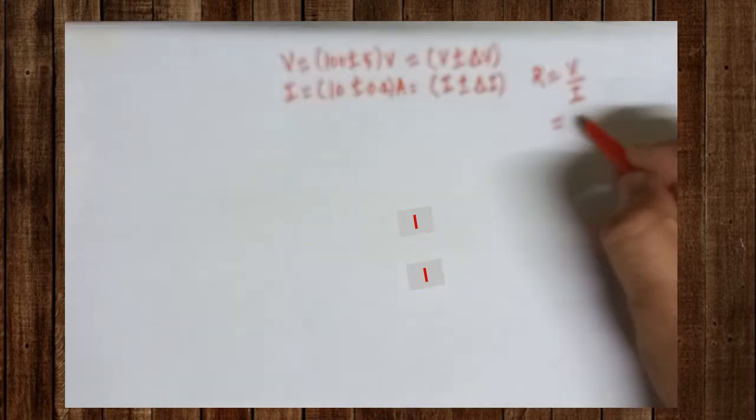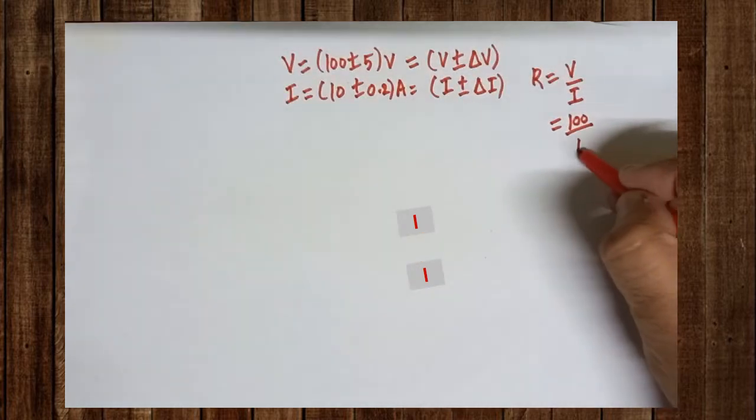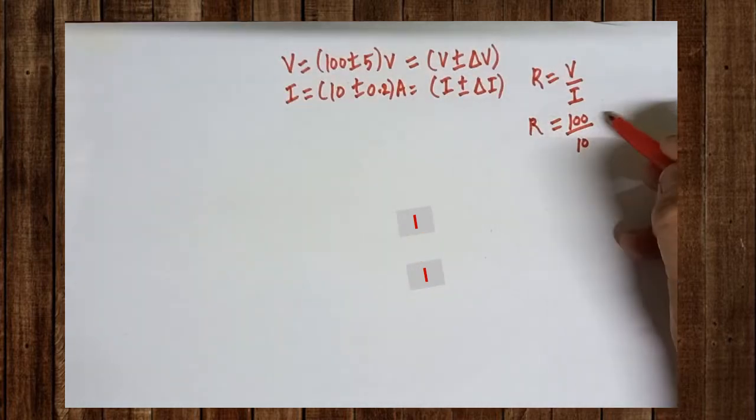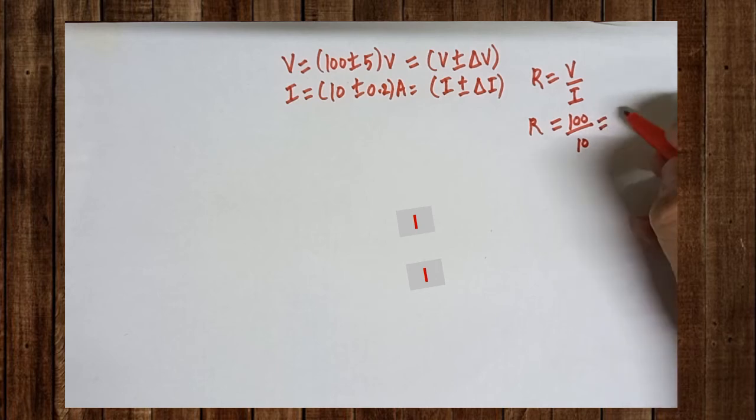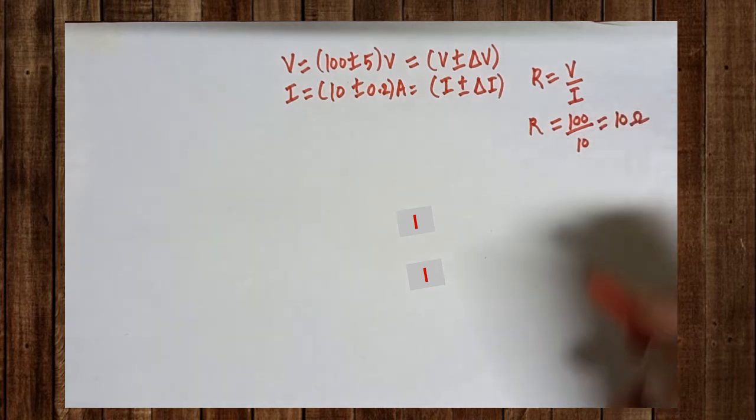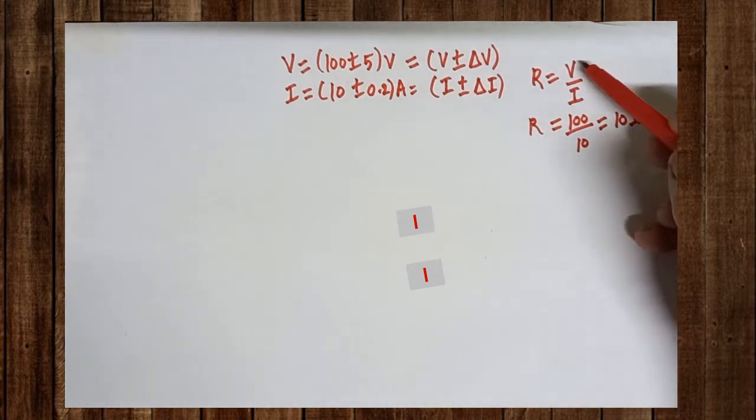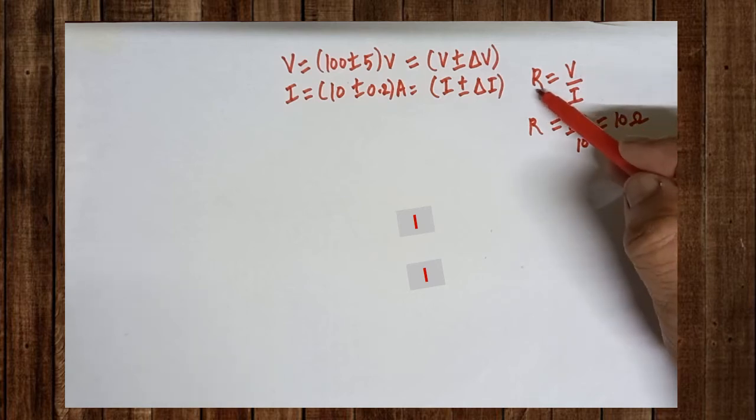V value is 100. Just compare and substitute. I value is 10. So the resistance value R is equal to 100 divided by 10. The answer will be 10 ohm. Look at that. Here one factor is divided by another factor. Voltage is divided by current. While dividing one quantity by the other quantity, you are getting a new quantity.